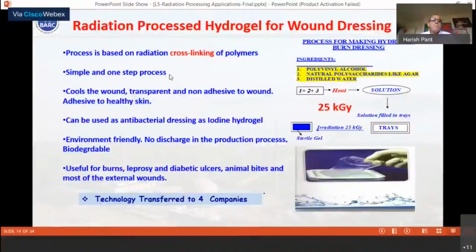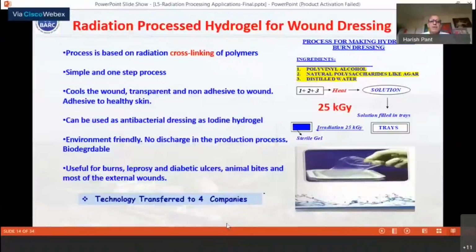So it is a very simple process, and these kinds of hydrogels have applications in various areas. They are useful for treating burns, leprosy patients, diabetic ulcers, animal bites, and most other external wounds.